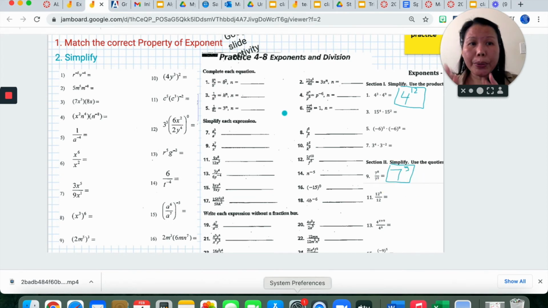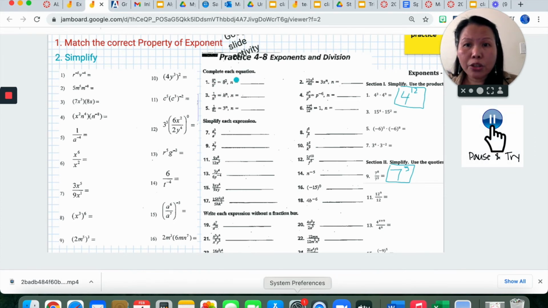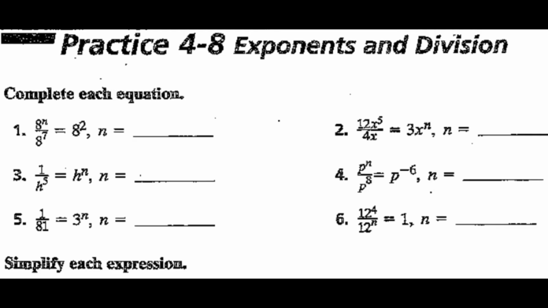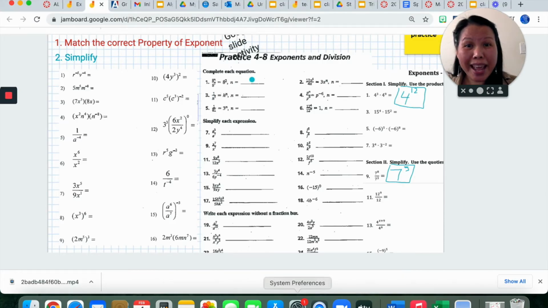The middle worksheet or practice problem that we have right here has various rules, and it says complete each question. You will notice that we have a to the n power over a to the 7th power equal to a to the 2nd power. So what would be the letter n right there? What n, when I subtract n minus 7, gives me 2? That would be 9, right? n is equal to 9.